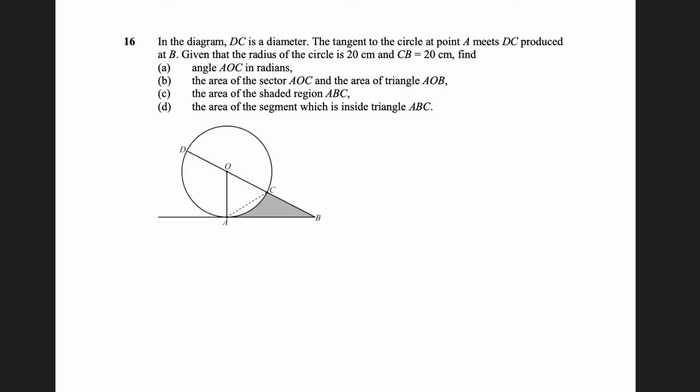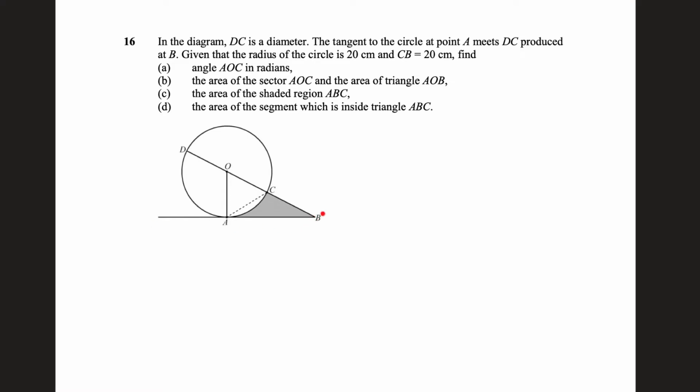Alright, let's look at question 16. In the diagram, DC is a diameter, so that tells me that DC cuts through the center of the circle, and the tangent to the circle at point A, a tangent is a line that touches the circle at one point, meets DC produced. DC produced means you continue a straight line a bit more. So this tangent meets DC produced at B.